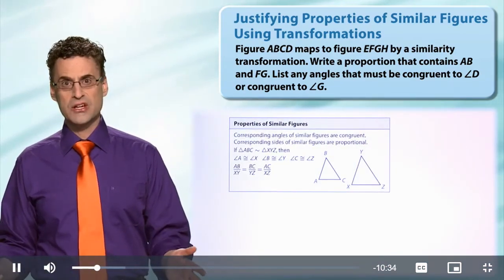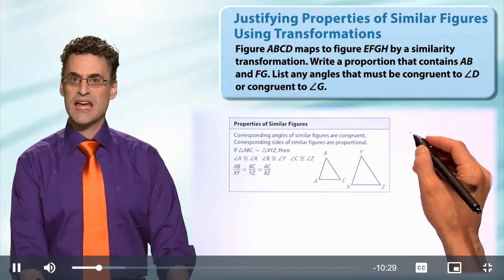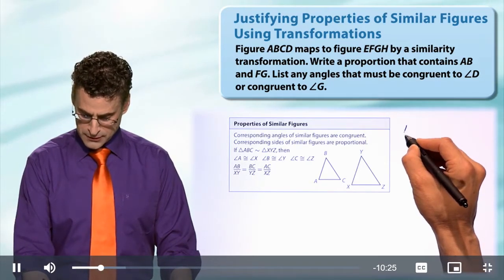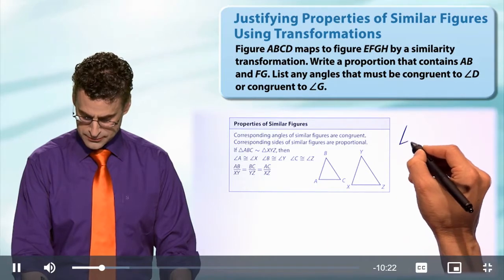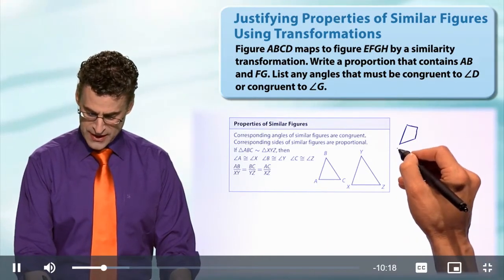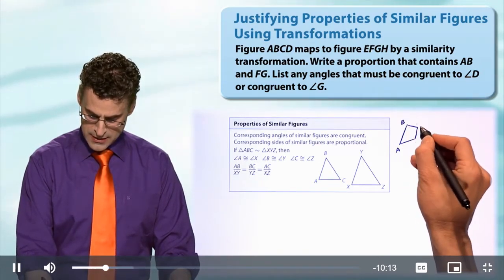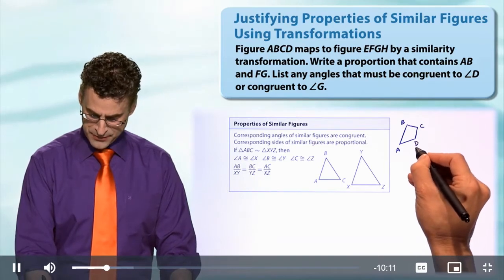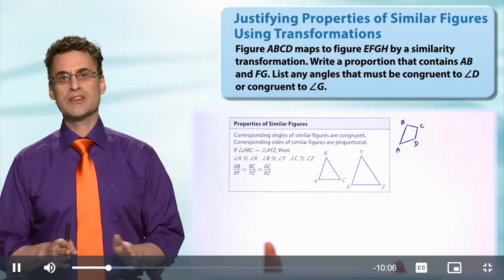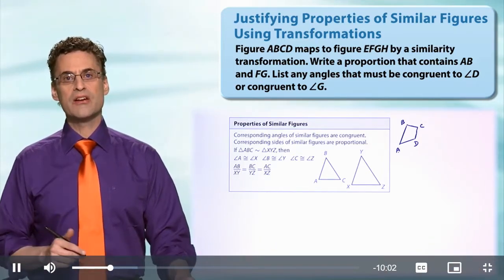Now, we don't know what these things look like, but since we're given that language, what I know is I'm going to have obviously a four-sided figure, and it doesn't have to be a rectangle. Could be that. And I'm told that it's A, B, C, D. So I start at A and I just go right around. And I'm told that that's going to be mapped to figure EFGH by a similarity transformation.